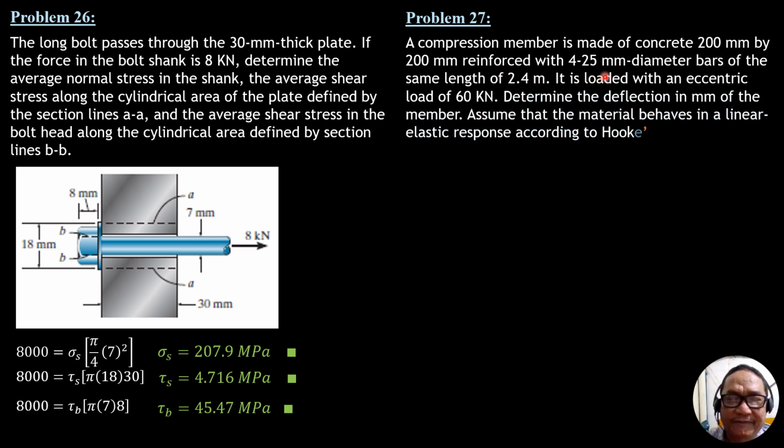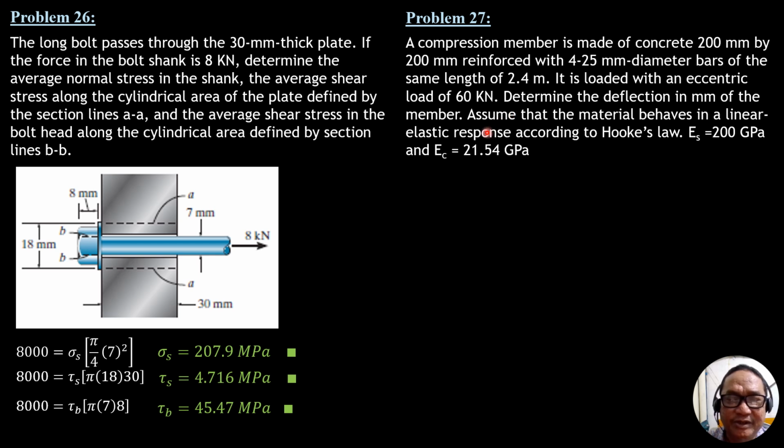And finally, problem 27: a compression member is made of concrete 200 mm by 200 mm, reinforced with four 25 millimeter diameter bars of the same length of 2.4 m. It is loaded with an eccentric load of 60 kilonewtons.